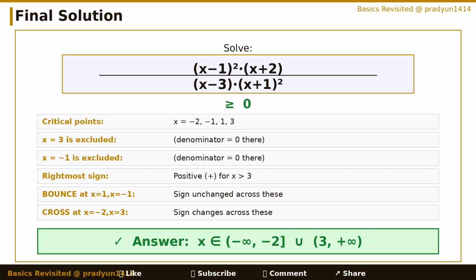Here is the complete solution. X belongs to negative infinity to negative 2, closed bracket, union with open bracket 3 to positive infinity. X equals negative 2 is included because the numerator is 0 there. X equals 3 is excluded because the denominator is 0 there.